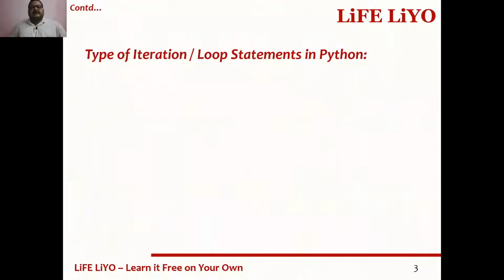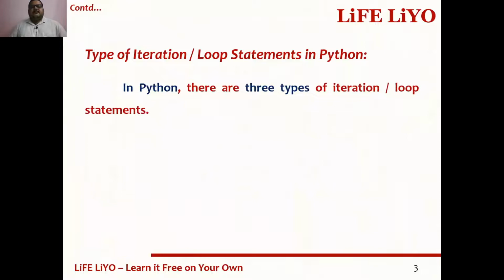Types of iteration or loop statements in Python. In Python, we have three types of loop statements. What are they? The first one is while loop, second one is for loop, and third one is nested loop. In this video, we are going to discuss about while loop.